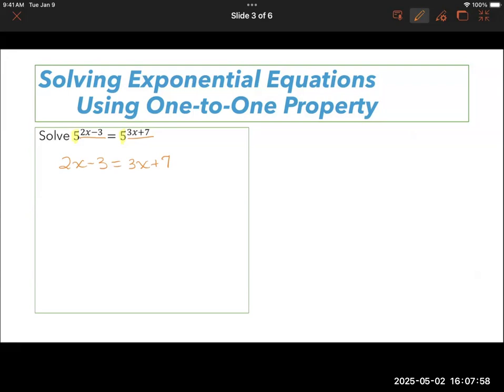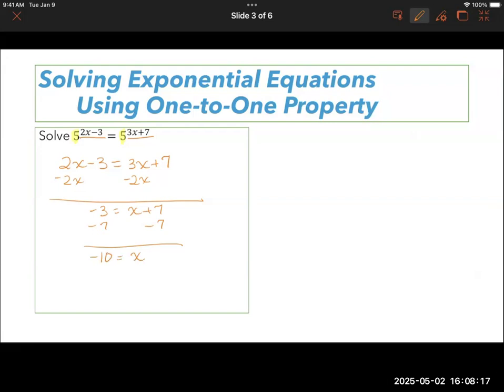So now I can subtract my 2x from both sides. That's going to give me a negative 3 equal to x plus 7. I'll subtract my 7 from both sides, and we get x equal to negative 10.